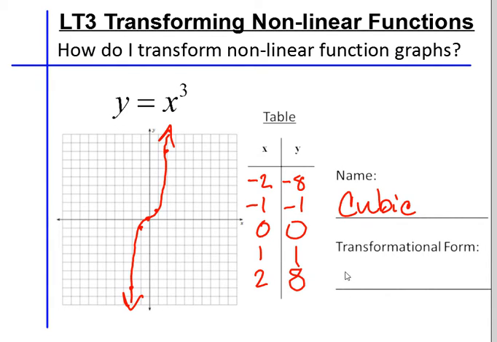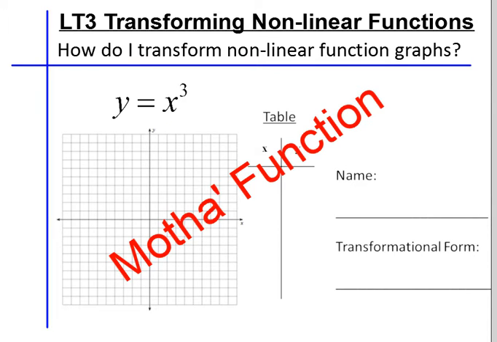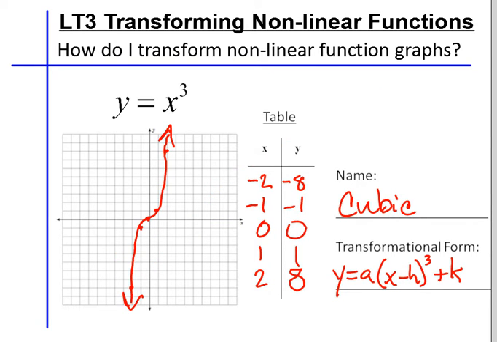The transformational form of this would add in our a, our h, and our k that we've talked about when we did quadratics. So a times x minus h to the third power plus k. This is what we refer to as a mother function. It is the parent of all other transformations of that function. We will always graph this main mother function, and then we will move it according to the way that the a, the h, and the k affect it.